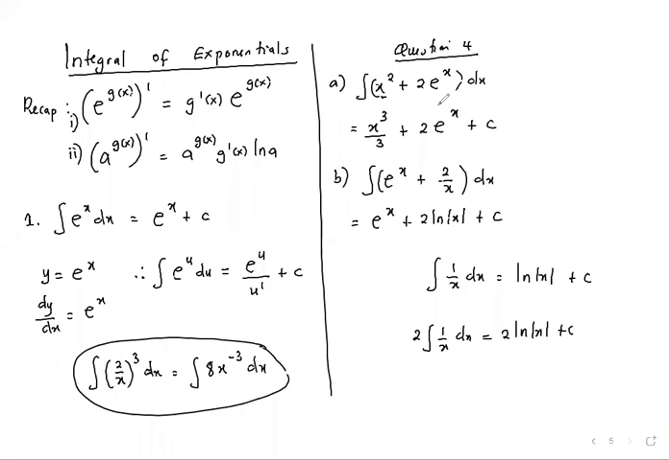Sir, hello. Before we end, what if on B there it was x over 2 instead of 2 over x there? It becomes x squared over 4.